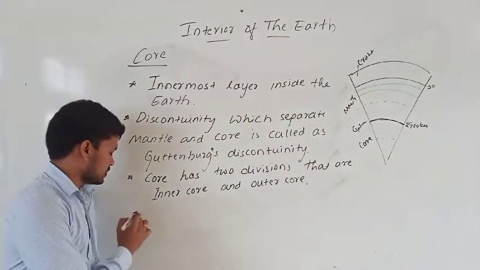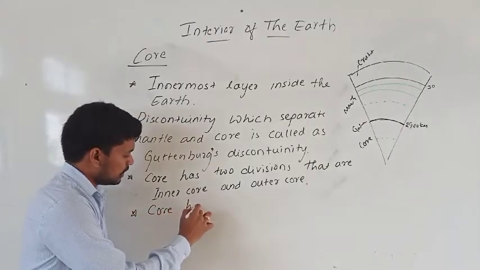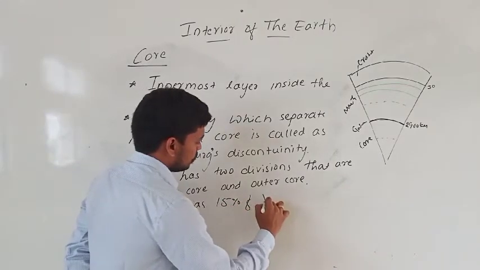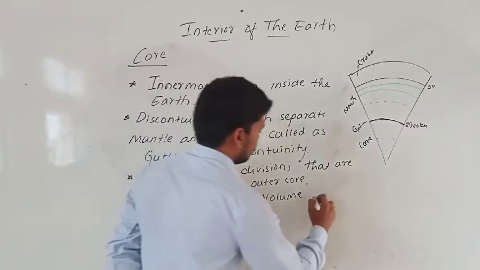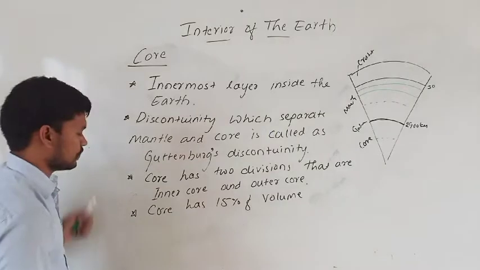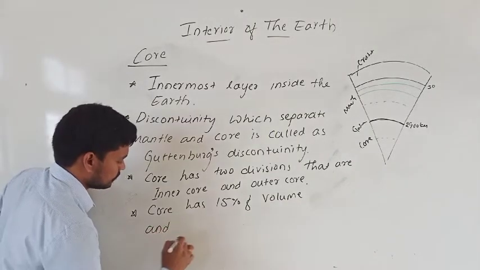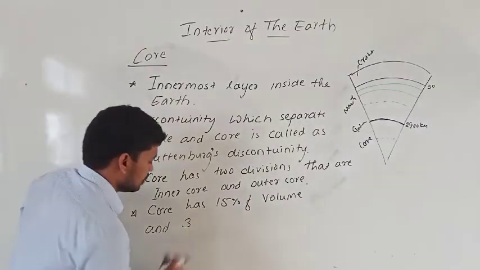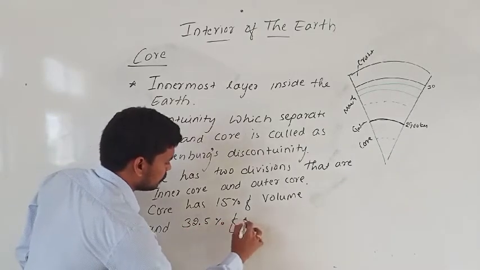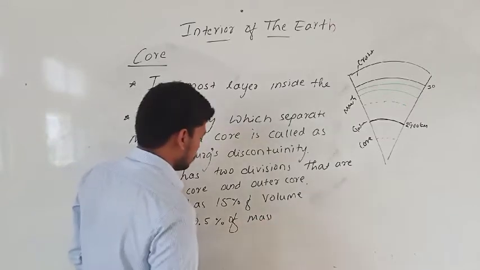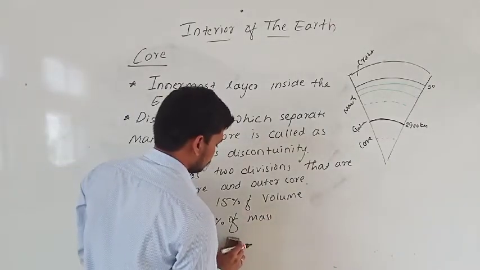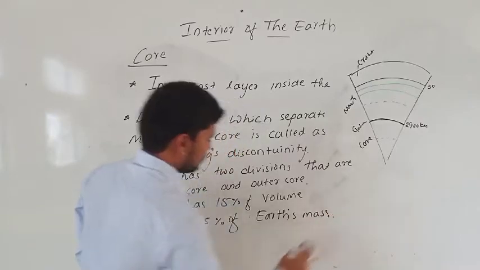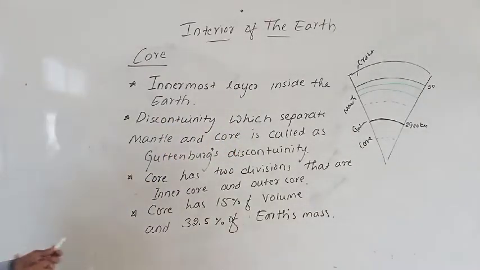Here the volume and mass. The core has 15% of the volume of the Earth and 32.5% of the Earth's mass. So it's about the mass and the volume.